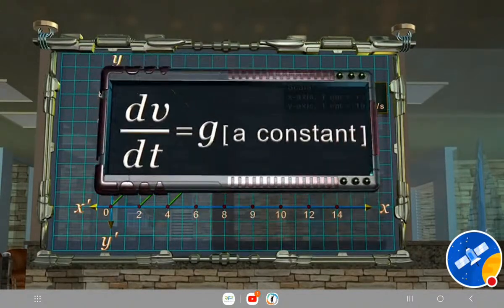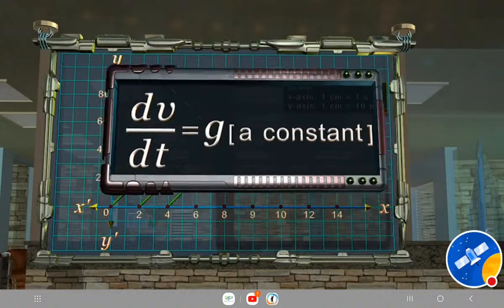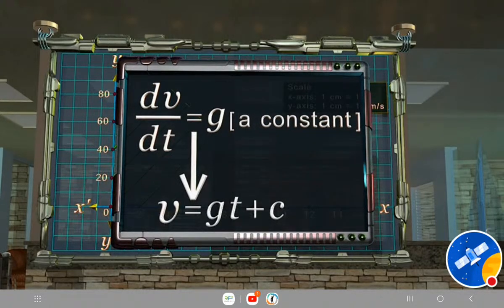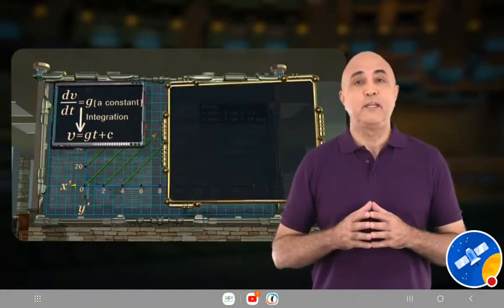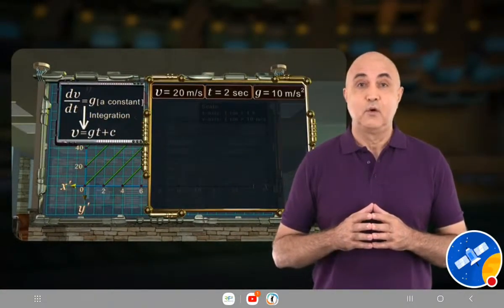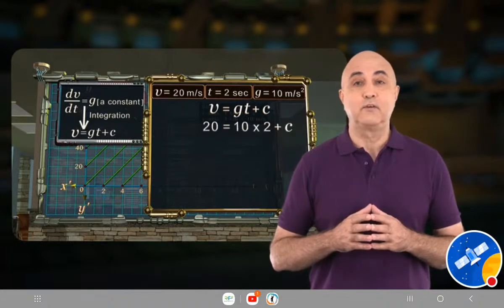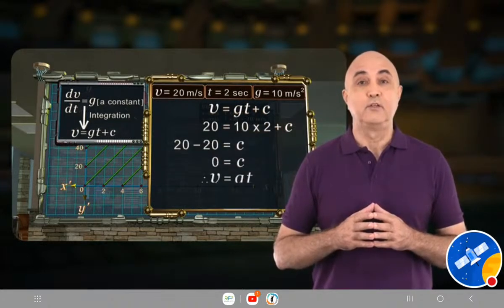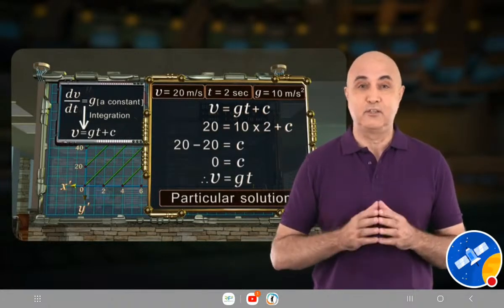This process of solving dv by dt is equal to g to get v is equal to gt plus c is called integration. When some initial conditions are given, we can find the value of the constant of integration, and then the solution is called a particular solution.